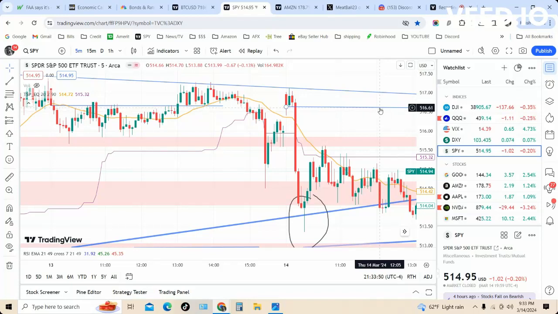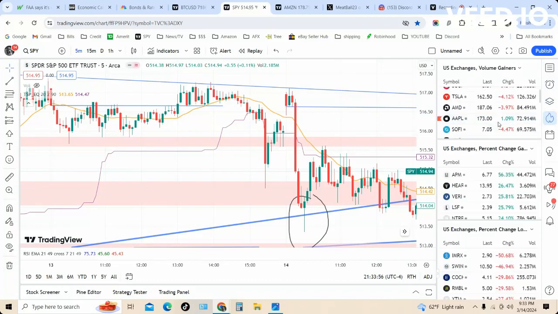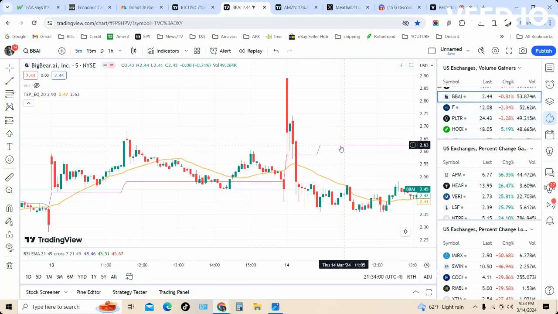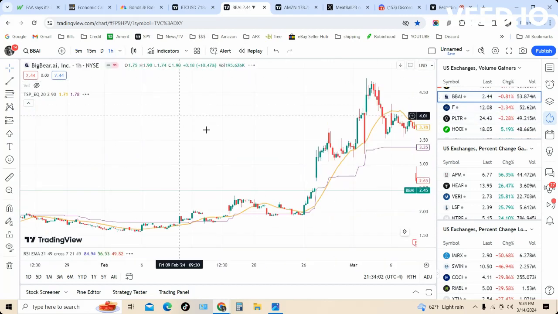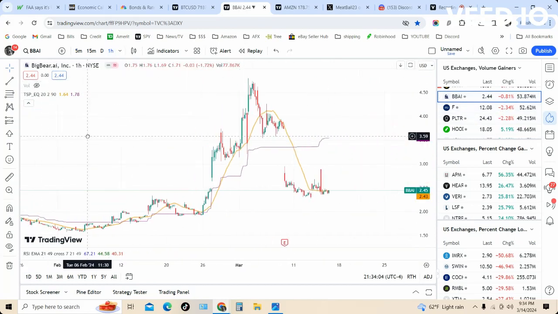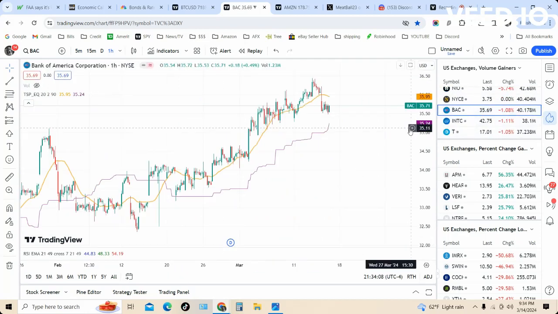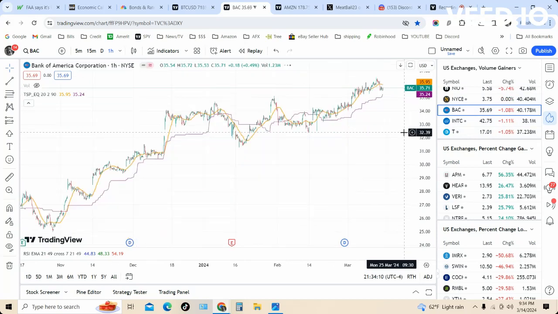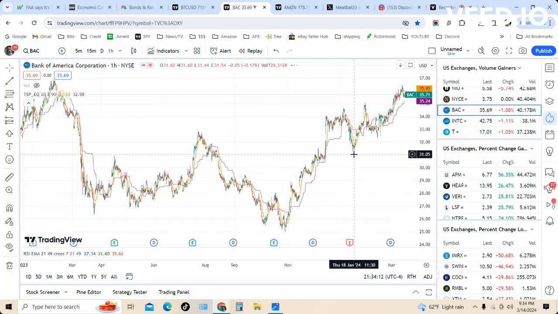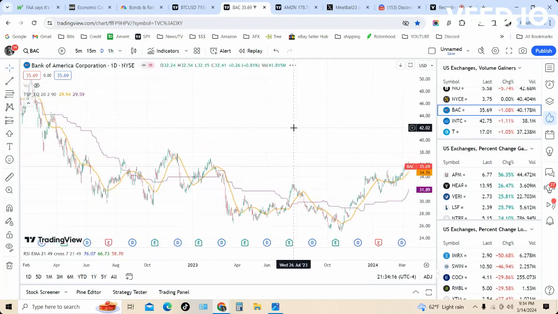All right, Moshe, let's draw some lines. And here we go. Let's pick a hot one, something that was moving. I don't know this one. What's this? I need something on a 1 hour chart that goes up and down a lot. How about this one? I don't even know what that is. Bank of America. Okay, here you go.